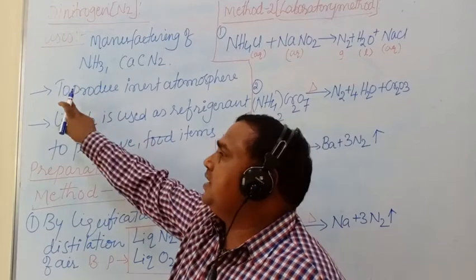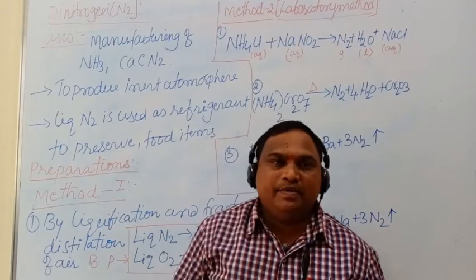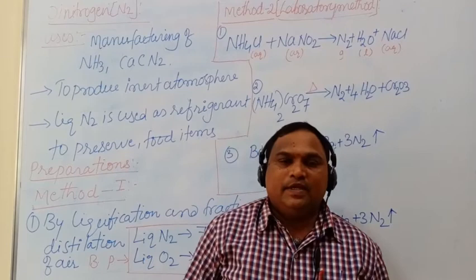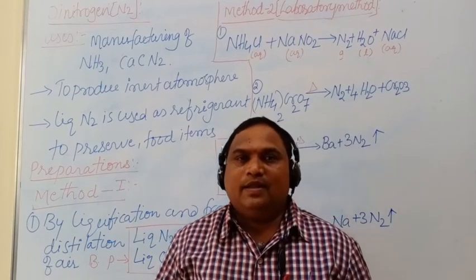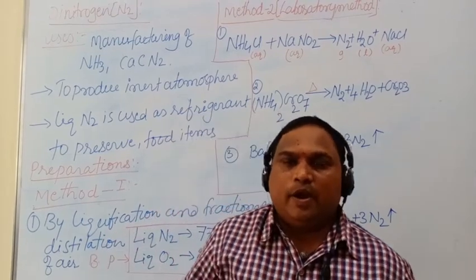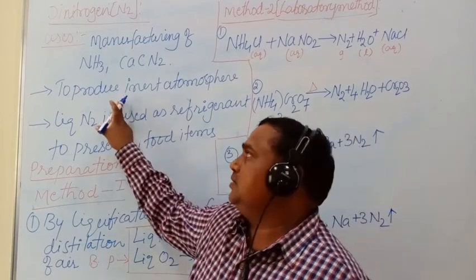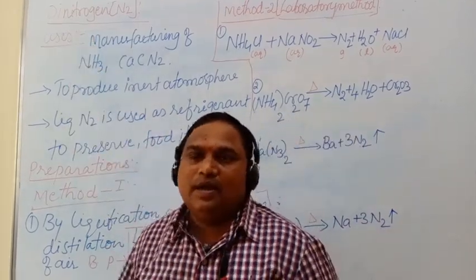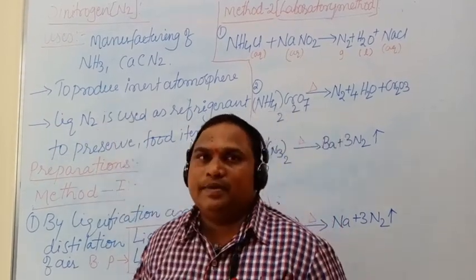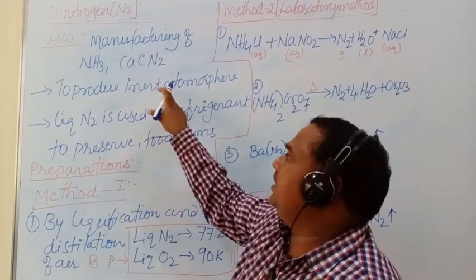Dinitrogen can also be used to produce an inert atmosphere. Inert atmosphere means absence of oxygen. In industry or chemical reactions, oxygen will spoil many metal atoms and catalysts. That's why we have to maintain an inert atmosphere to carry out the chemical reactions. In that case we pass nitrogen gas, and that atmosphere is called an inert atmosphere. So nitrogen will replace the oxygen.